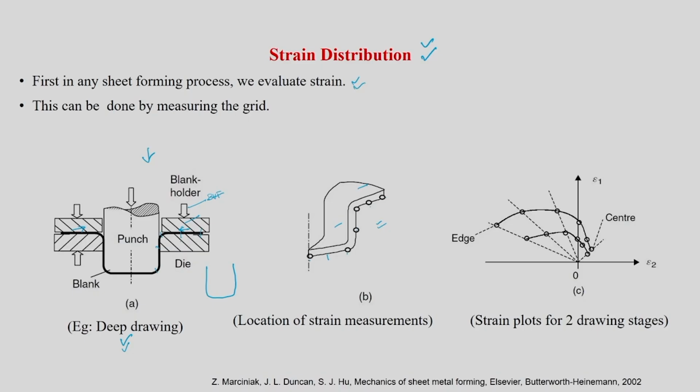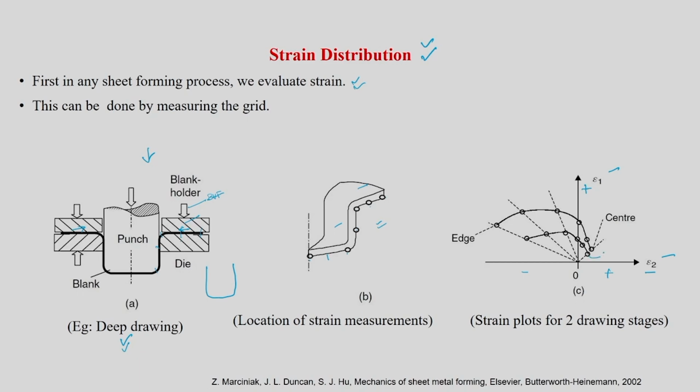Okay, and I can plot a graph between epsilon 1 and epsilon 2. You should note down here that epsilon 2 can have negative and positive values, and epsilon 1 we are keeping always as a positive value. So epsilon 2 is on the x-axis and epsilon 1 is on the y-axis, and you are going to calculate all the strains, and you are going to plot here. I have shown 2 different stages.